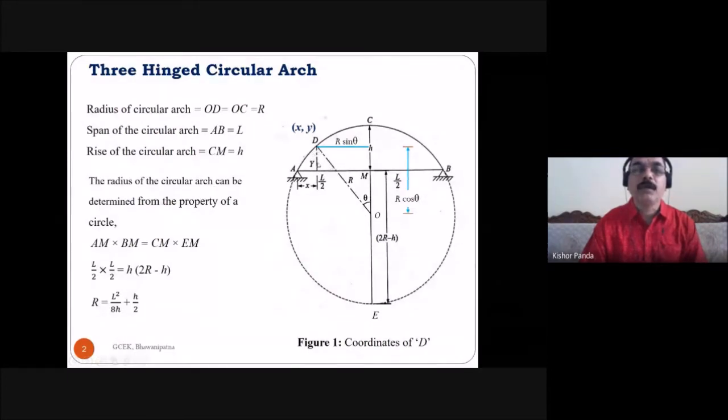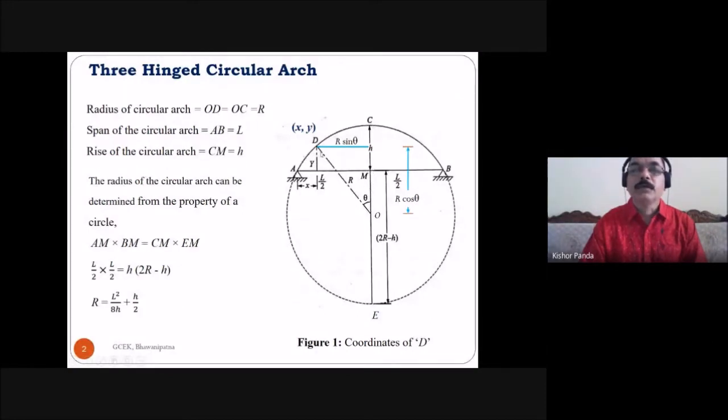Similarly, find the y coordinate of the point D. That is the y length, the height of the point D, this is y. How will you find this y length? Here you see the OC length is the radius of the circular arch, and this is the rise of the circular arch, H. So the length OM is equal to R minus H. Total minus this one, so you will get the length OM.